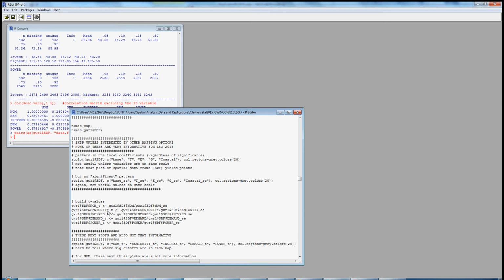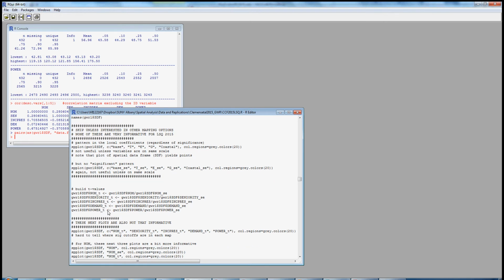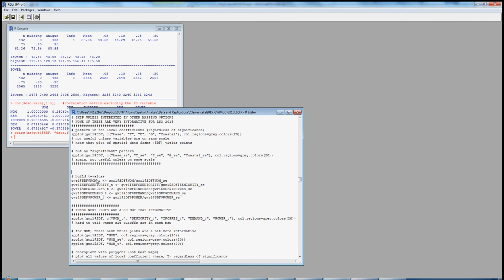and in order to distinguish between the statistically significant and the non-significant local coefficients, we need to build some t-values. So skip this portion unless you're interested in other mapping options. But basically we want to move here to building some t-values.